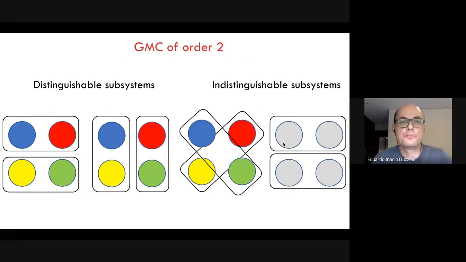If you are interested in measuring the genuine multipartite correlation of order 2, first of all, it's necessary to state what a genuine multipartite correlation is. The word genuine means that I'm interested in correlations with that defined order. Genuine multipartite correlations of order 2 means that I'm interested in taking correlations between two particles in the system. If the system is distinguishable, there are these three possible ways of analyzing the correlations. But if the particles in the system are indistinguishable, there is only one way that is equivalent to these three other ways.